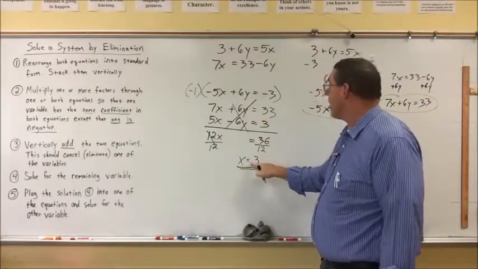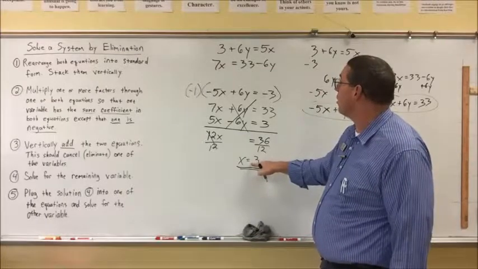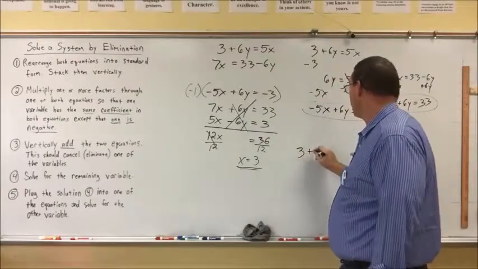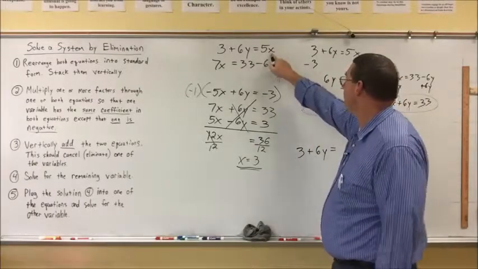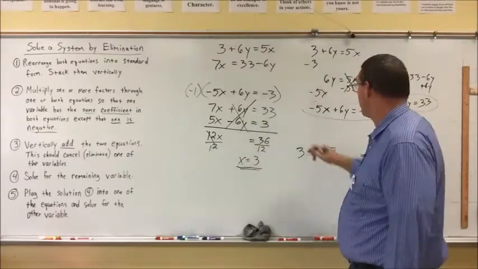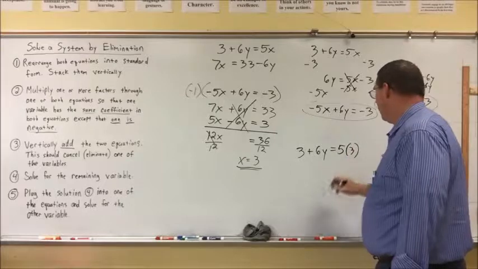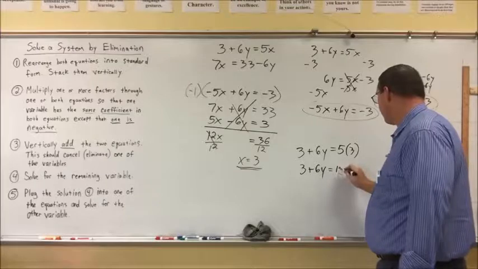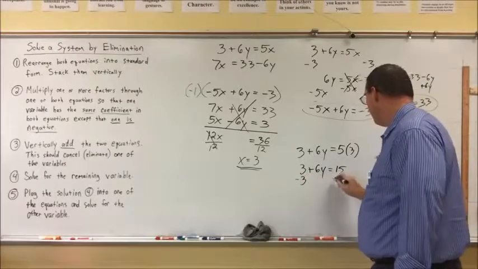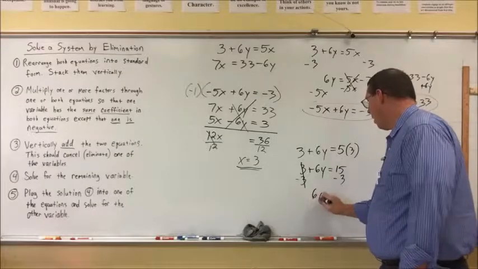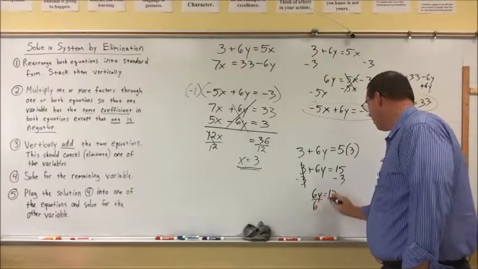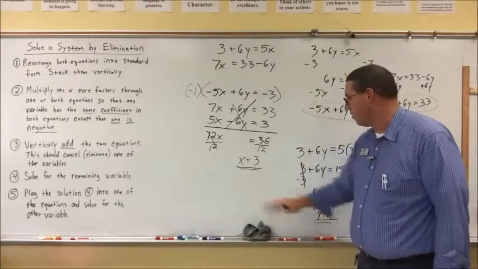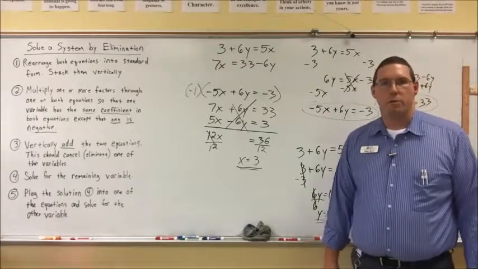Now, we're going to take this x equals 3 and go to one of our starting equations. Let's go up to the first equation here. So we'll do 3 plus 6y equals 5 times x, and x is 3, so we'll do 5 times 3. So we have 3 plus 6y is equal to 5 times 3, which is 15. Then we'll subtract 3 from both sides, and we have 6y is equal to 12. Then divide by 6 on both sides, and we get y is equal to 2. And we have our solution. x is equal to 3, and y is equal to 2.